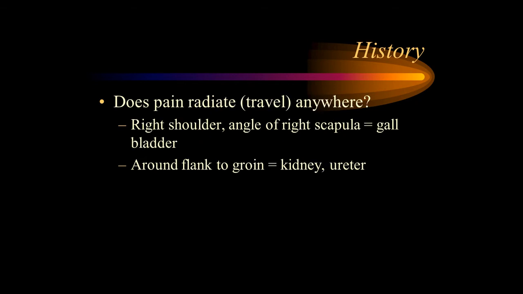Okay. Does pain radiate or travel anywhere? So again, this is talking about more of the referred pain. If, for example, the right shoulder is cramping or hurts, angled to the right scapula, then that could mean that they have gallbladder pain because of that nerve pathway following up to the right shoulder. Does it rotate around the flank? So kidney stones, a lot of times it's flank pain. It hurts in the back versus in the front.